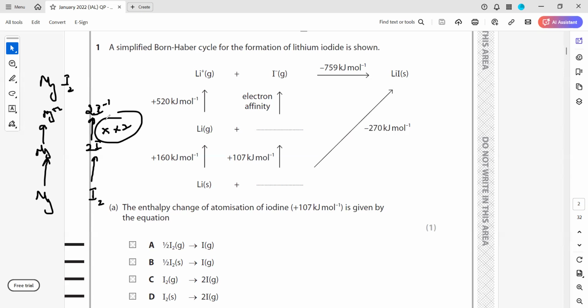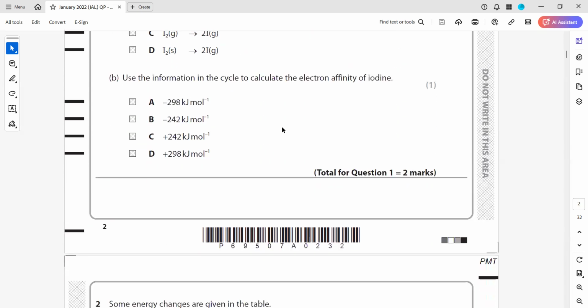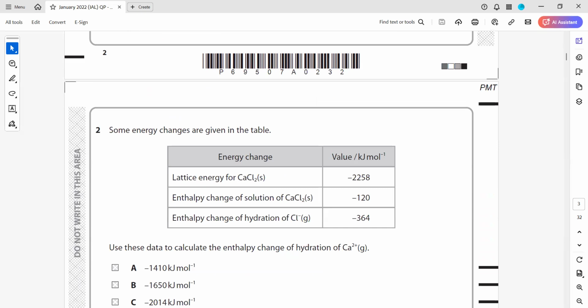If there is a second electron, we do not multiply by 2, because the second electron affinity is not a multiple of the first. The first will be more exothermic than the second. First affinity is always exothermic, second is endothermic, because we have to supply energy to add an electron to that. So this will give us the enthalpy change. So A will be the answer. Yes, A is the answer for that.